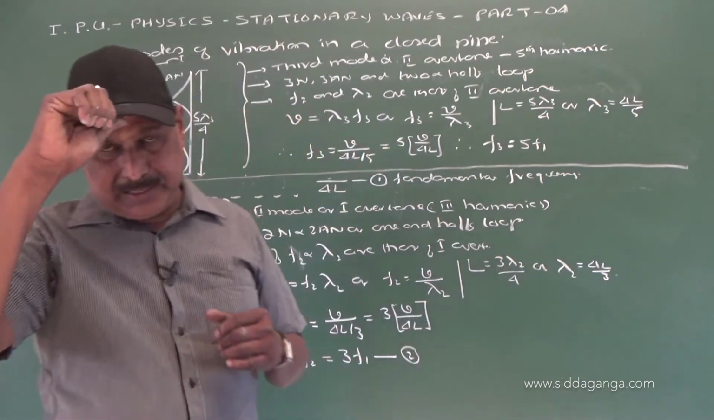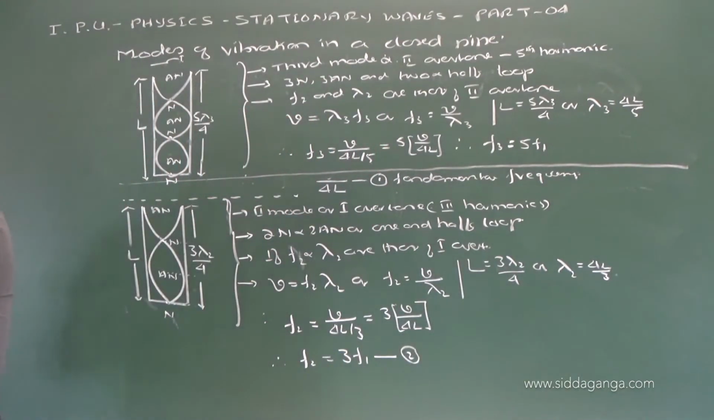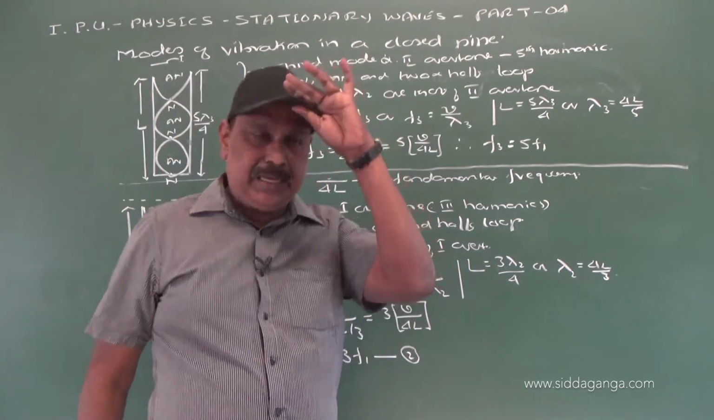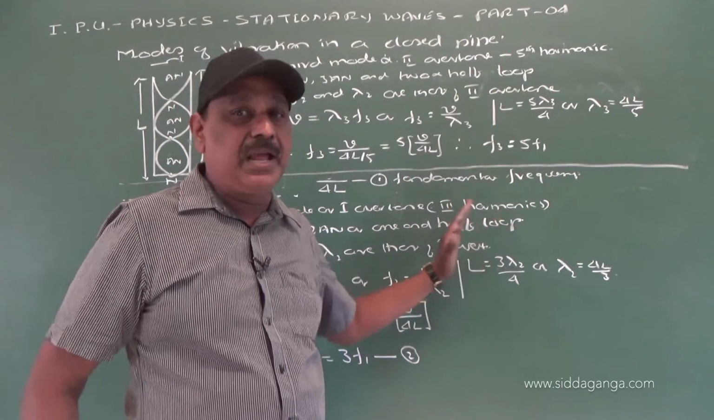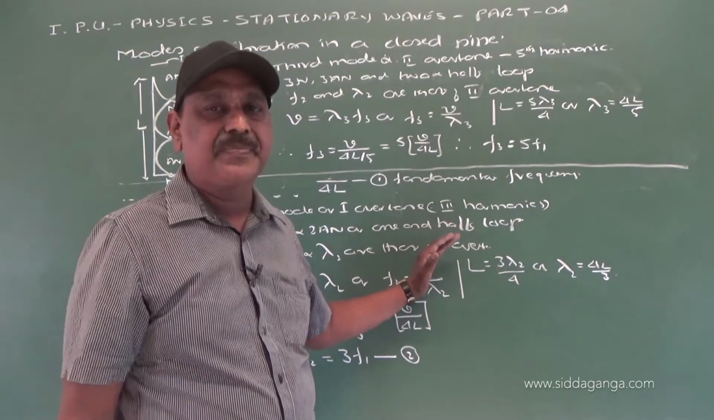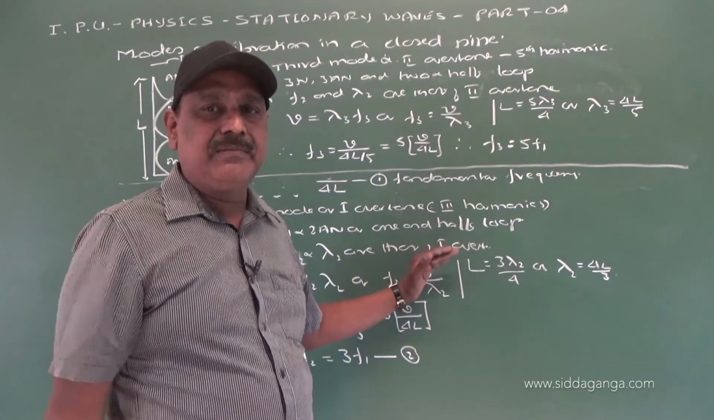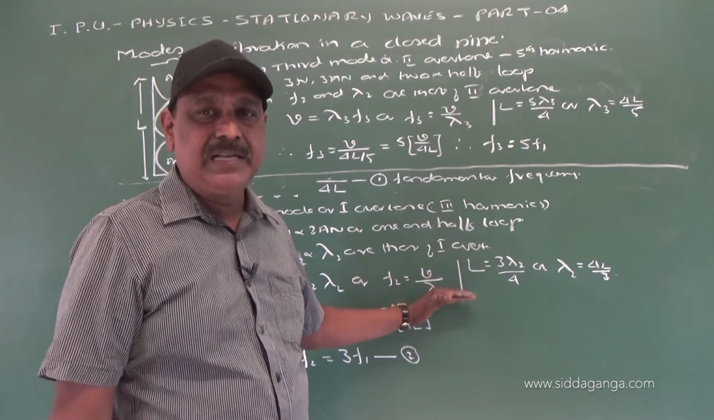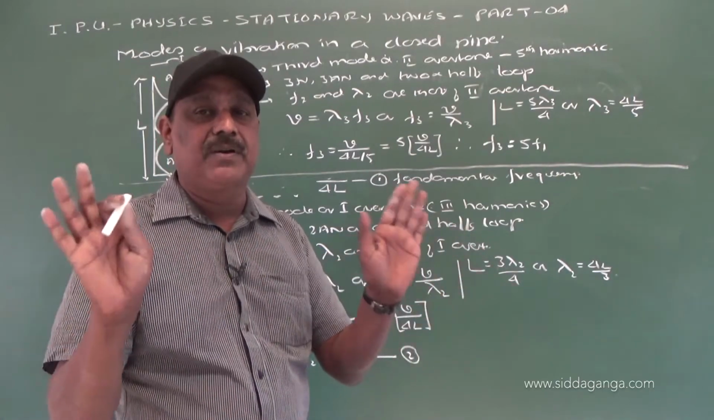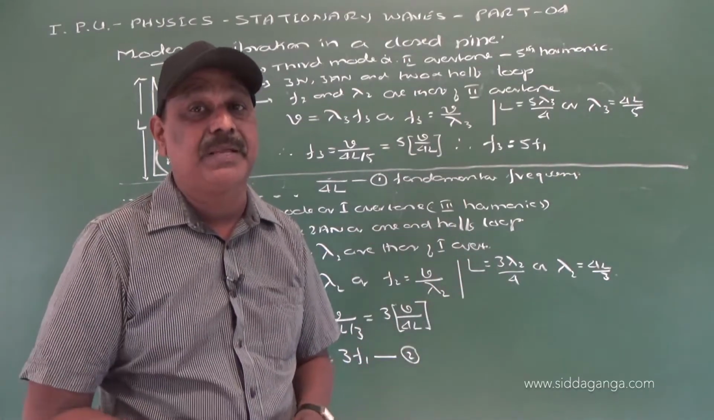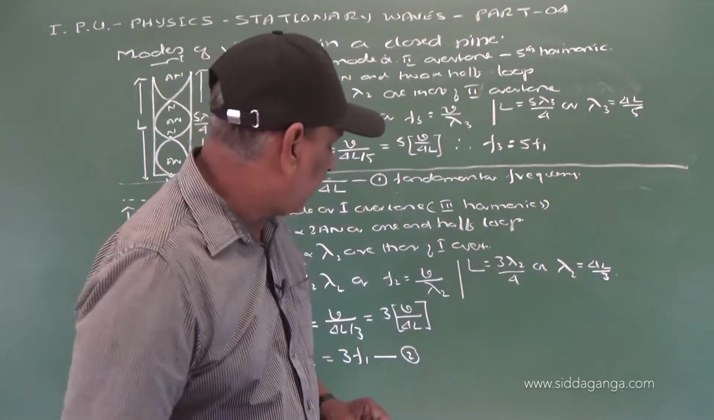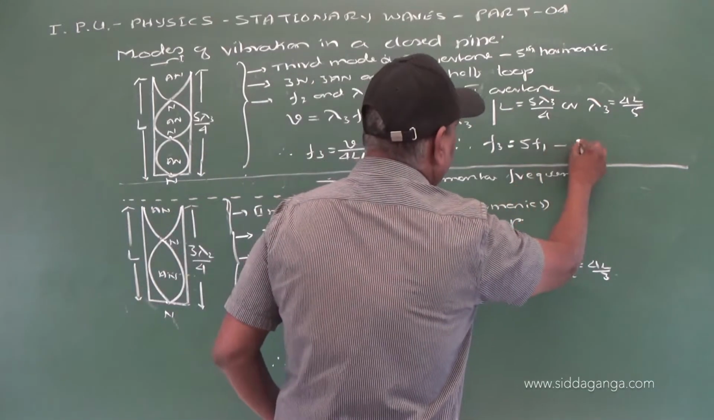Suppose the fundamental frequency is 100 hertz, then F1 is equal to 100, 200 is absent. Next possibility is 300. Again, further next possibilities are 500, 700, 900, etc. But no possibility of 200, 400, 600. That means no even harmonics are present, only odd harmonics are present. Let us take it as equation 3.